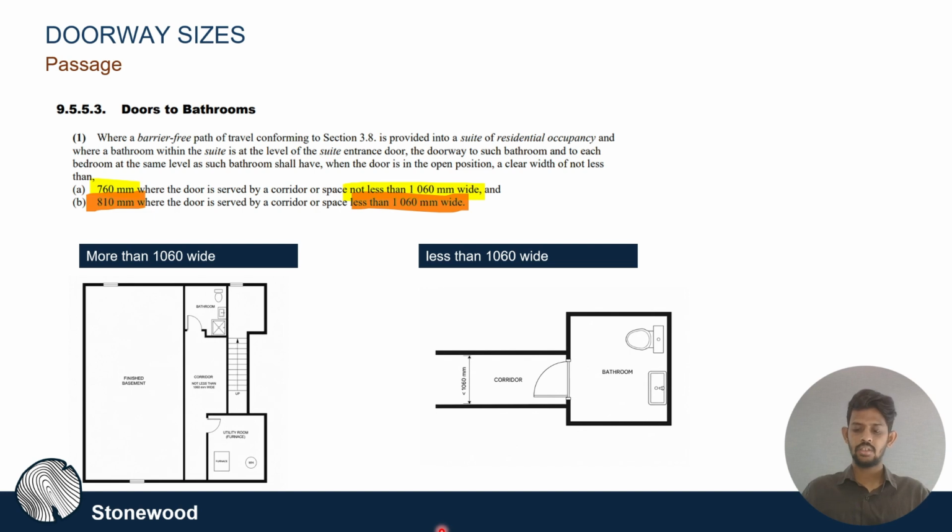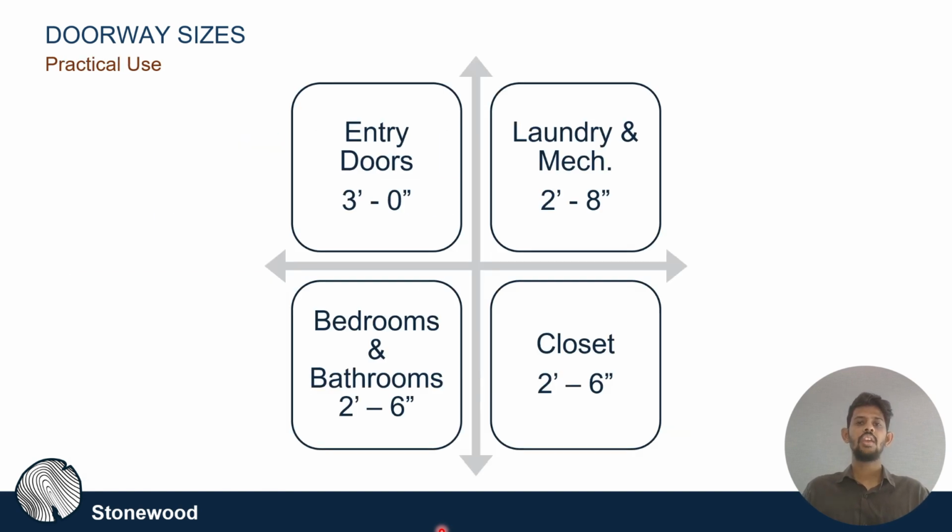So let's move on. Even though the building code gives you this number, this is a bare minimum number. You can do that and get the permits, but that's not the only purpose. In real life, in the market, normally for the entry doors we use a 3 feet door. For the laundry and mechanical we use 2 feet 8 inches. Even for the entry door sometimes we use a double door, then it's 4 feet or 5 feet. You can definitely use more but not less, right?